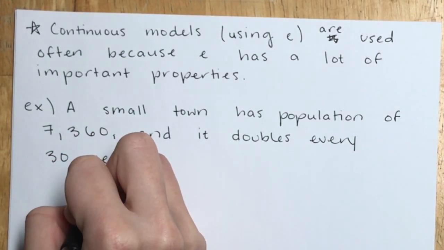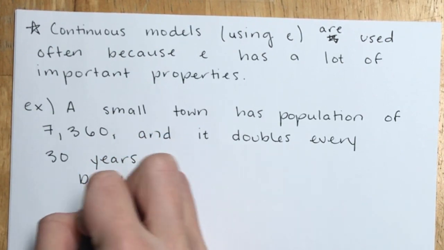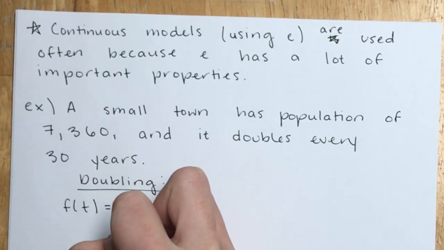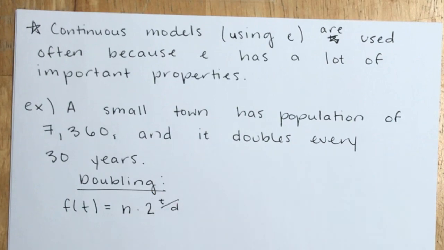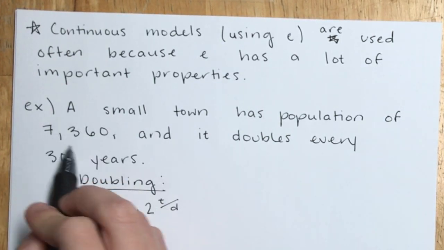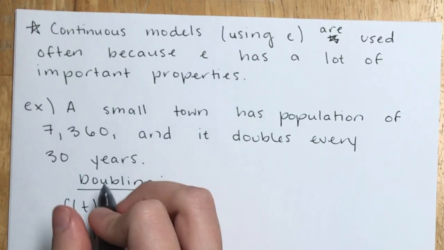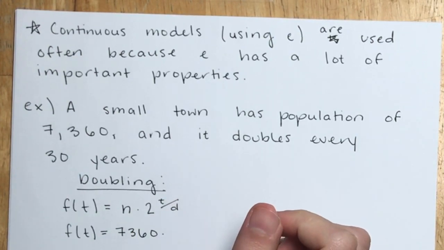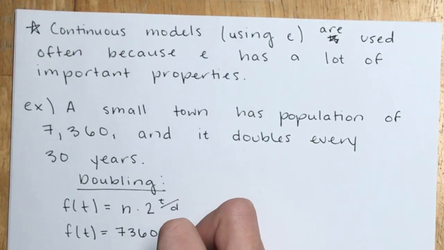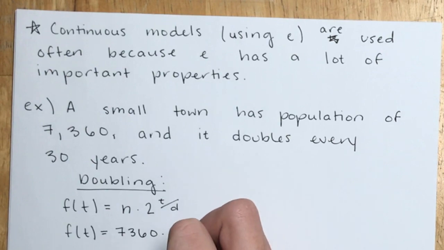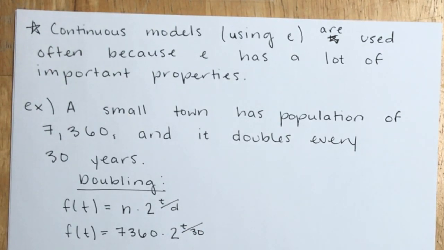With our doubling formula, we would have the following situation, right? So our doubling time formula looks like this. What can we fill in here? Well, we know that our initial, we're starting with 7,360 times 2 to the t. We don't know how much time has gone by, but we know it doubles every 30 years. That's our doubling time.